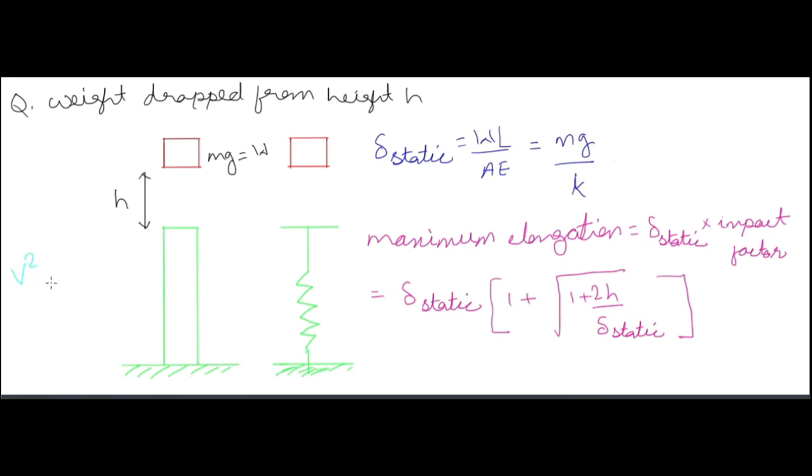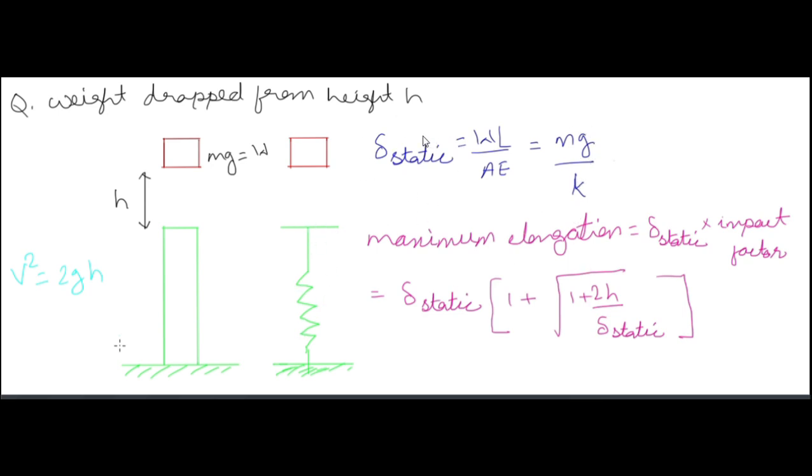In both cases we have delta static equal to WL by AE or mg by K. K is the stiffness of the spring, a stiffness constant. mg is mass into gravity, which is also equal to weight W. So delta static is equal to WL by AE for the column, and if it is a spring, the compression will be mg by K. This is the delta static.